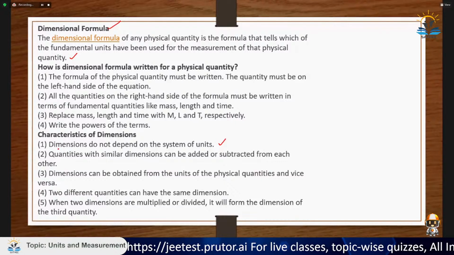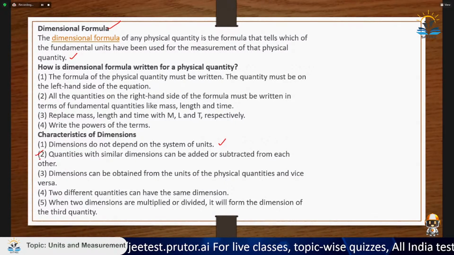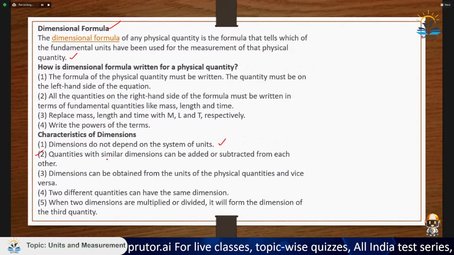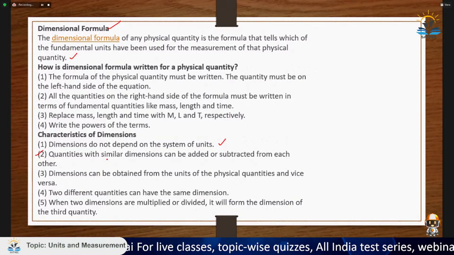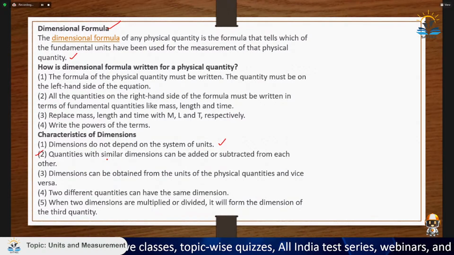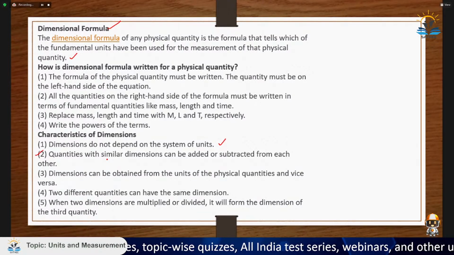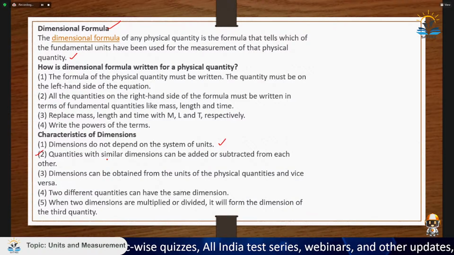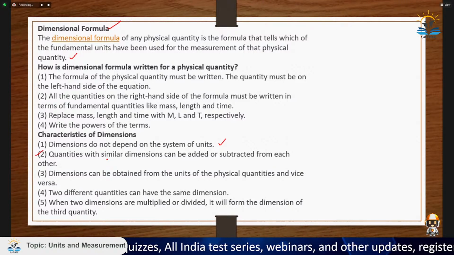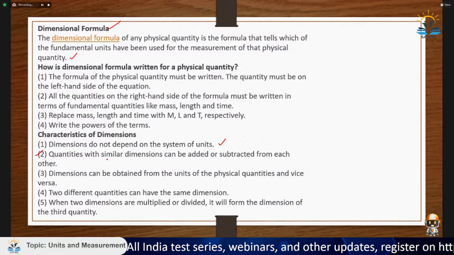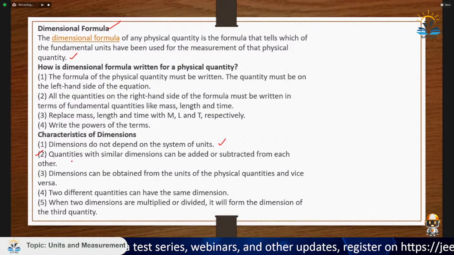Then quantities with this thing is very much useful for solving questions. These properties: quantities with similar dimensions can be added or subtracted. Like you cannot add or subtract energy with a force. You can only add and subtract two forces, or you can only add and subtract two terms of energy. So only terms with similar dimensions can be added or subtracted. So this is also a very important thing.